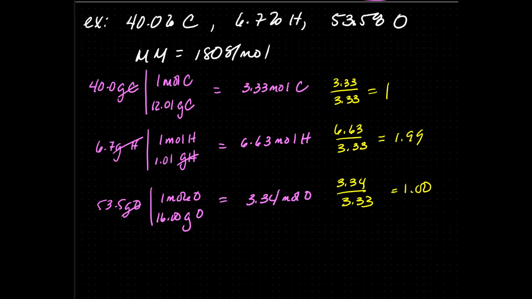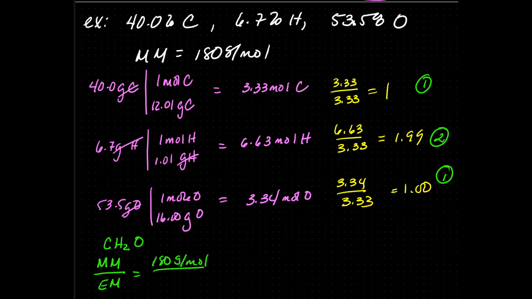For carbon, there's 1. For hydrogen, there is 2. For oxygen, there is 1. So my empirical formula is CH2O. Now to find the molecular formula, we do the molecular formula mass divided by empirical mass. The molecular formula mass is given to you as 180 grams per mole. So we need to calculate the empirical formula mass.